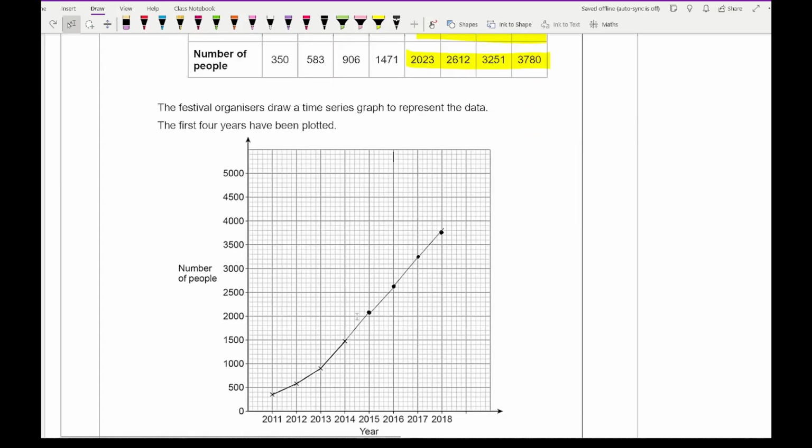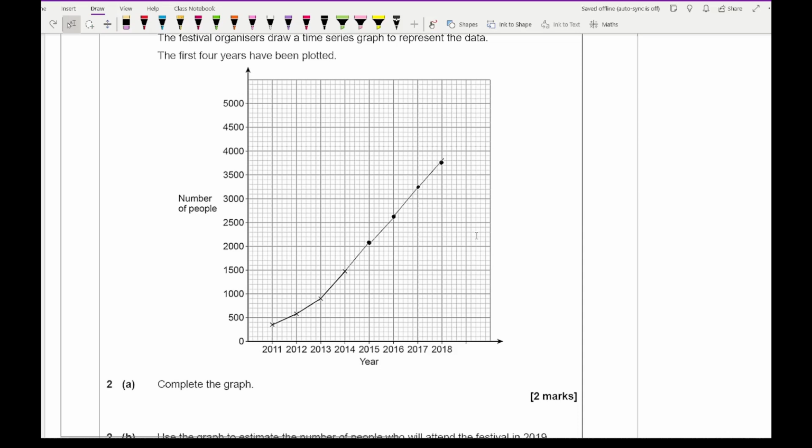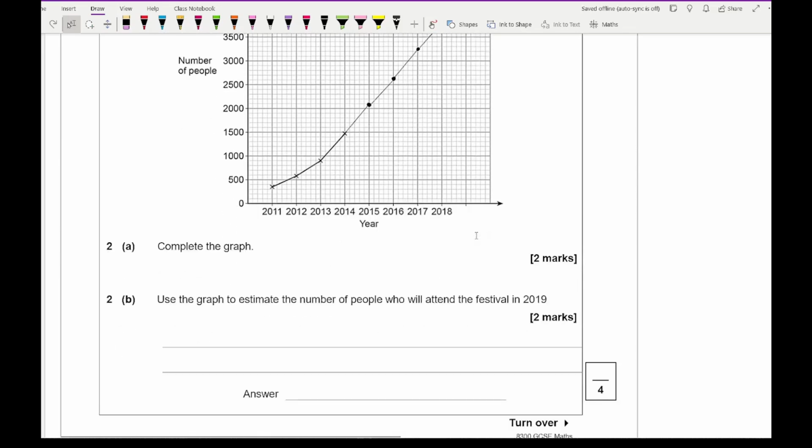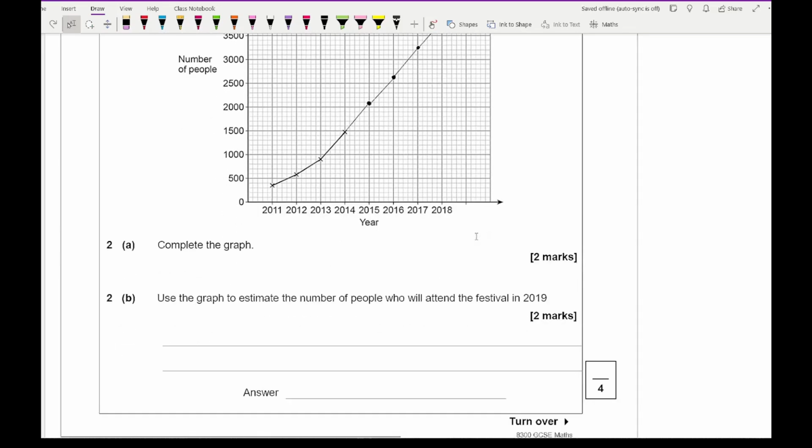Then what you want to do, once you've plotted those, is join the points up with a straight line using a ruler, and you should end up with something that looks a little bit like this that you can see on the screen, but I would say definitely a little bit neater, as it's quite difficult to do this on the computer.